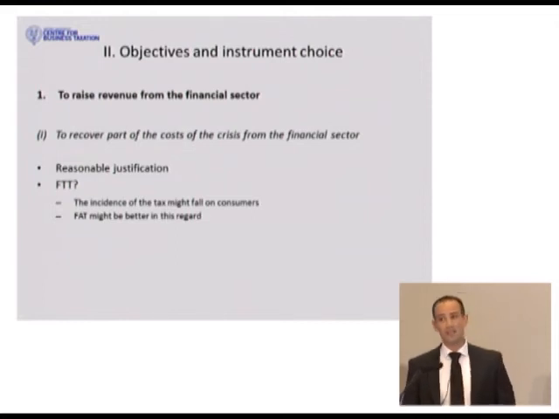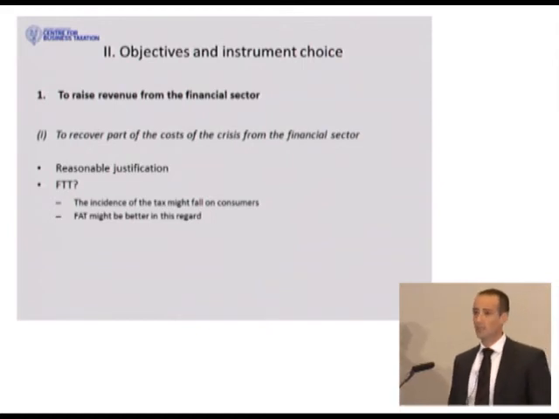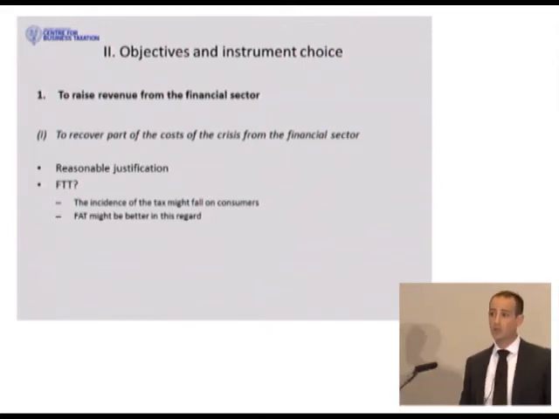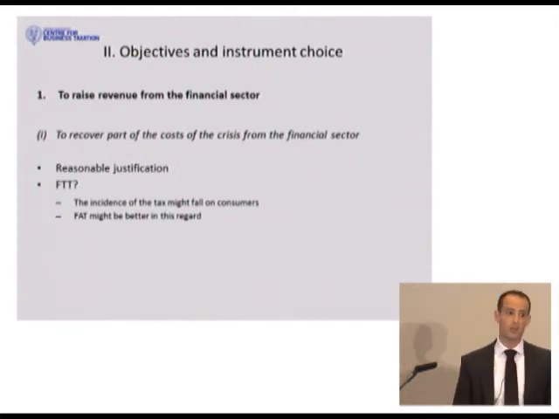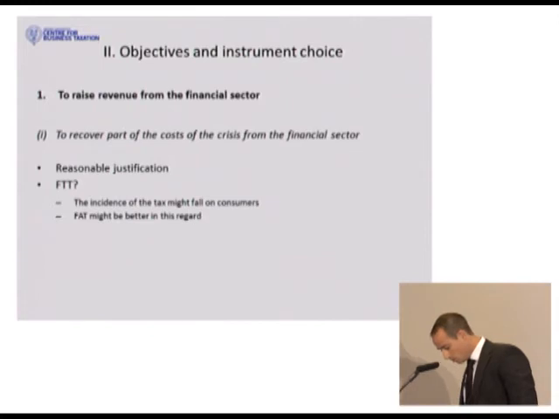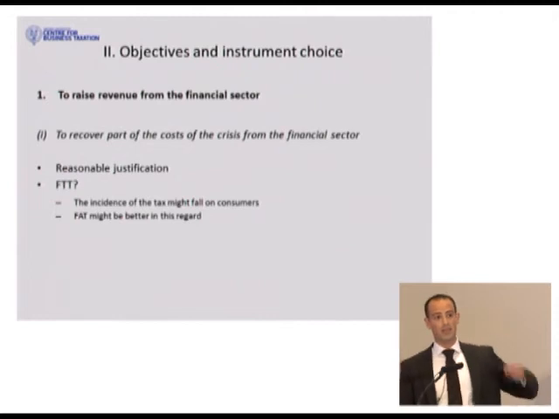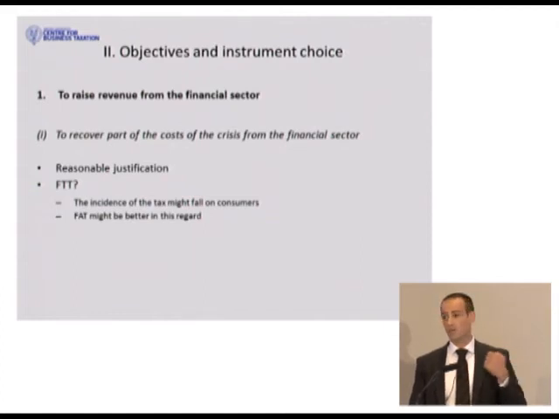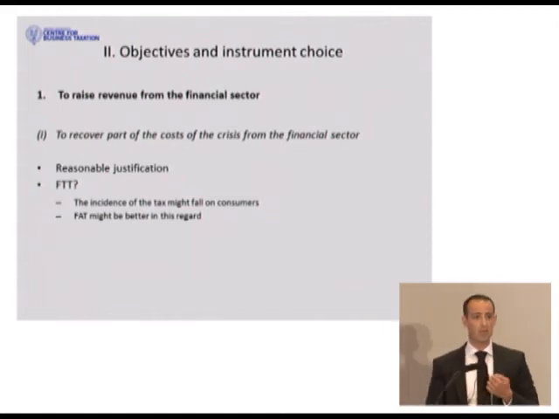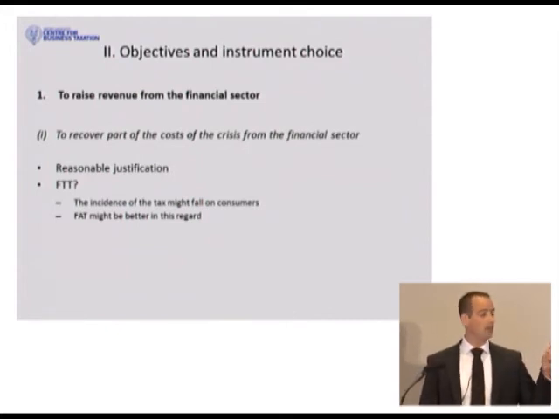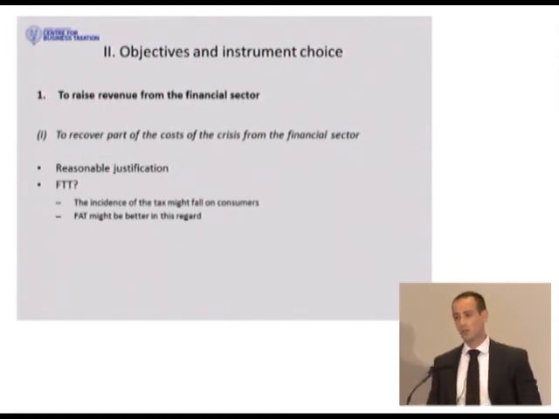The second question is: is the FTT the instrument which is best suited to obtain this objective? And I think the answer is no, for a number of reasons. I put one on my slides. One reason is that the economic incidence of the tax is likely to fall on consumers. As you probably know, there's a difference between the legal incidence and the economic incidence of a tax. The legal incidence is borne by the person who pays the tax. The economic incidence is borne by the person who actually bears the tax. So although the legal incidence of the tax will be on the financial entities, the economic incidence is likely to fall on consumers.